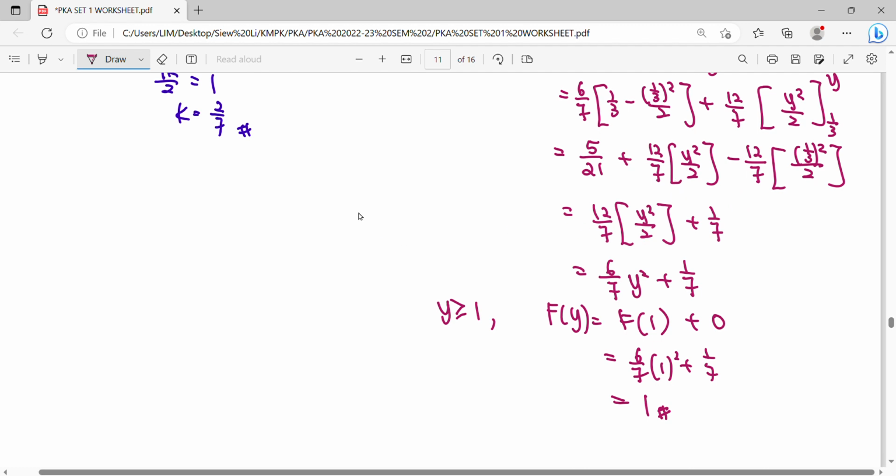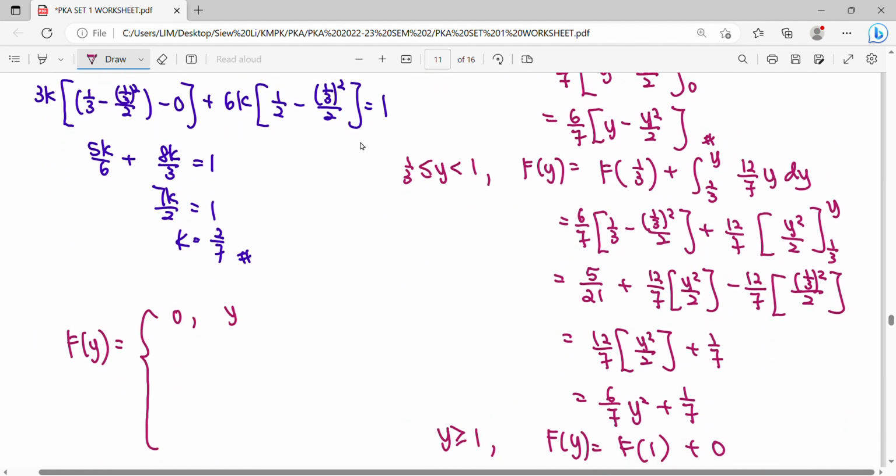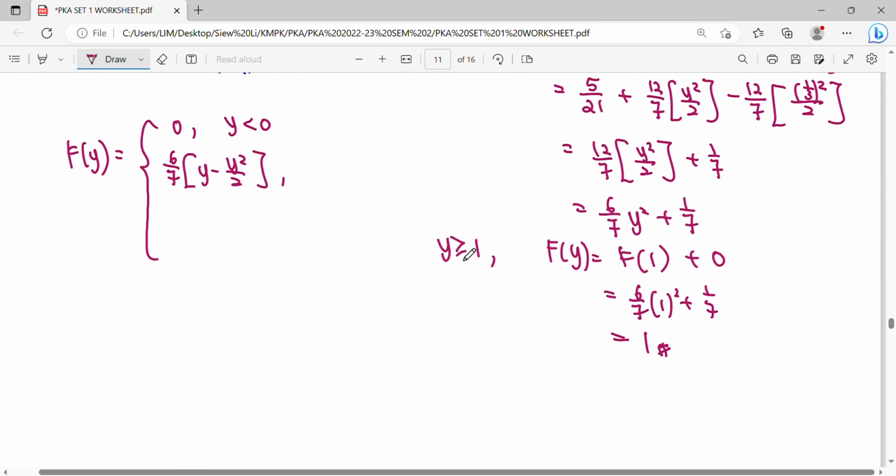Okay, so lastly, write out our result. Cumulative function: start from the beginning, our result 0 for y less than 0. Secondly, 6 over 7, y minus y squared over 2 for the interval. Then 6 over 7 y squared plus 1 over 7. Lastly, 1 for y greater than or equal to 1.